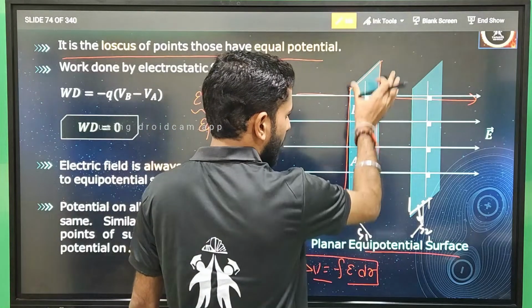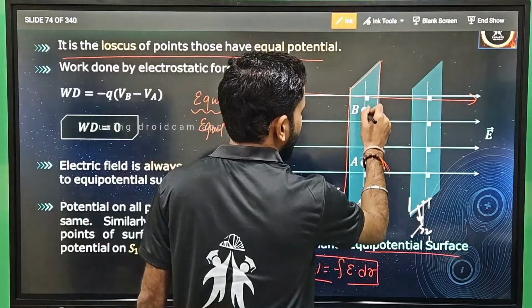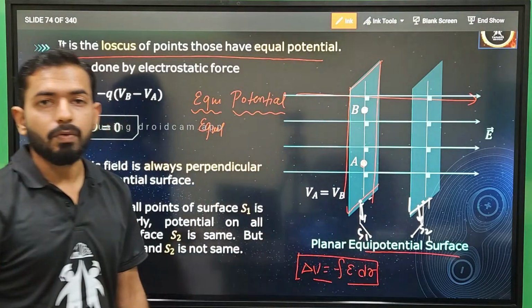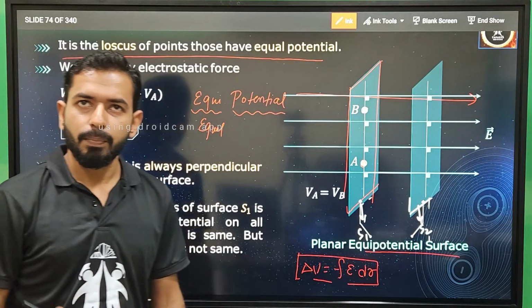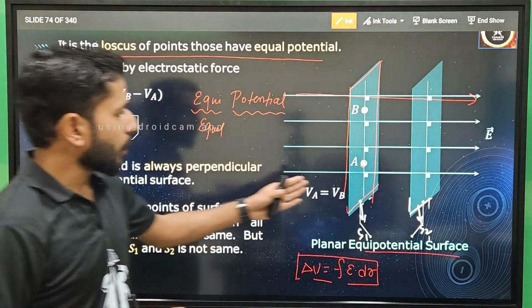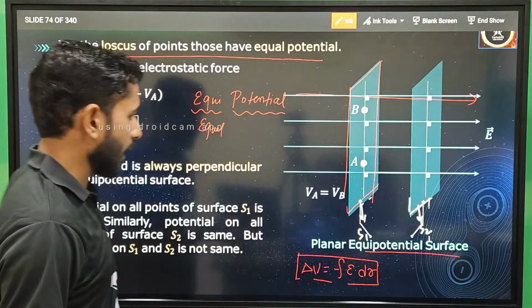So if it is a planar surface and I am saying that it is an equipotential surface, what I can say is that potential at point A and potential at point B have to be equal. That is the meaning of equipotential surface, as simple as that.